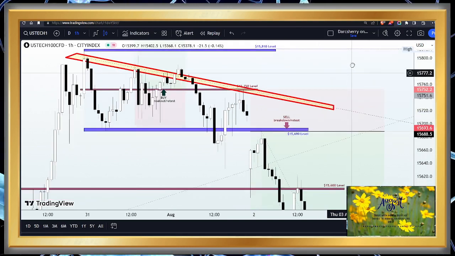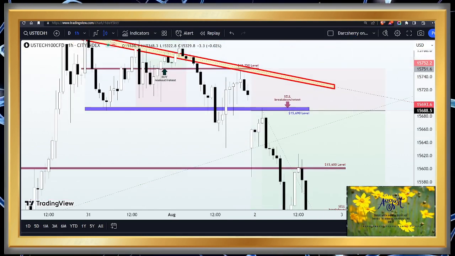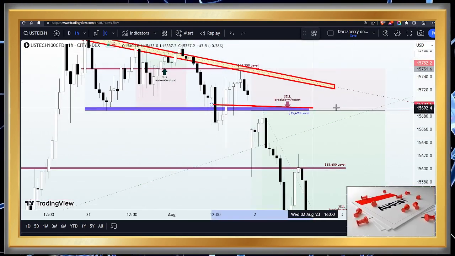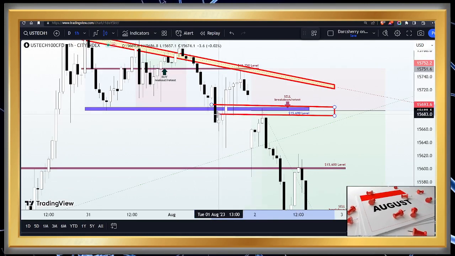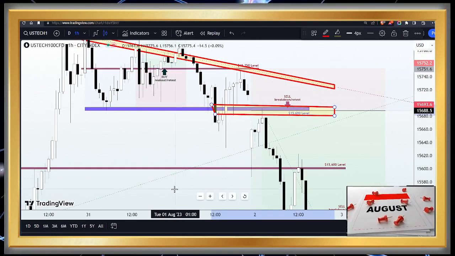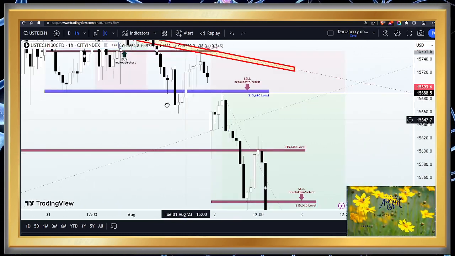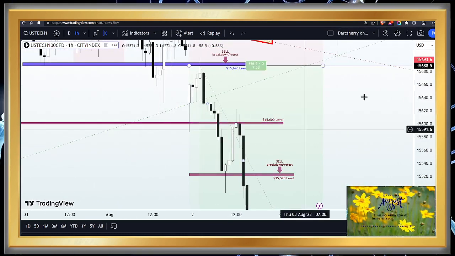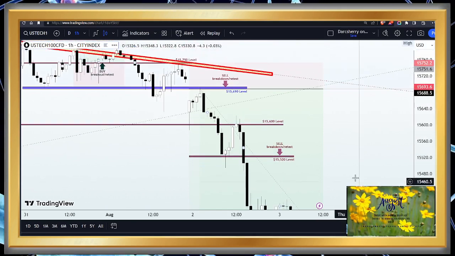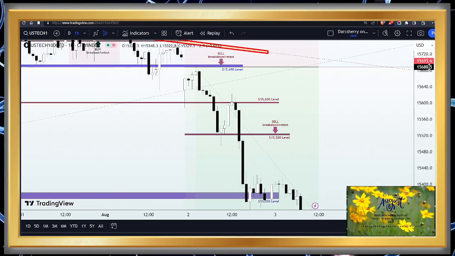So I told us all, because of this bearish trend line, we shall position ourselves anywhere below the 15,690 to capitalize on the bearish move, which was exactly what happened. And since that moment, we have been selling the USTech100. Now look at what we have here.